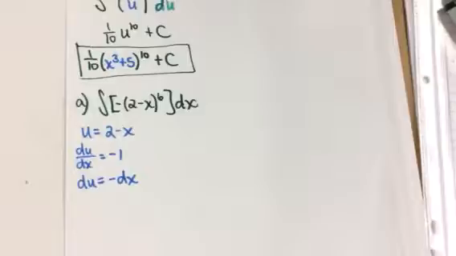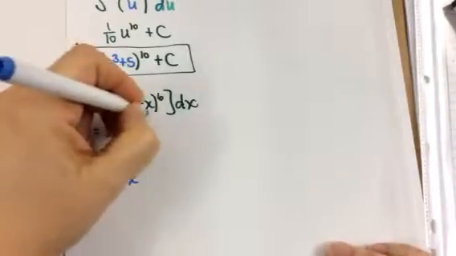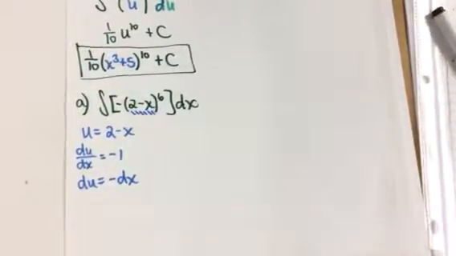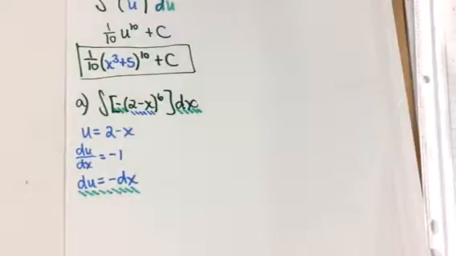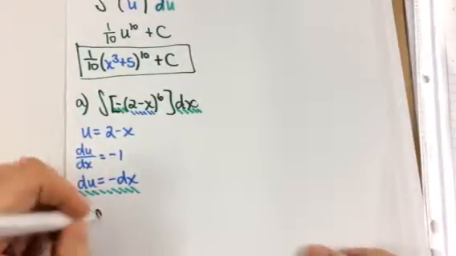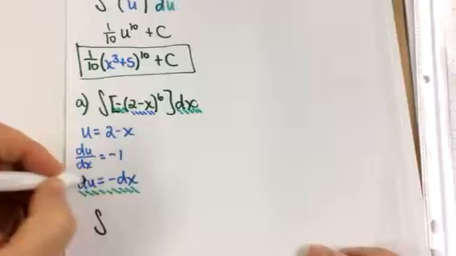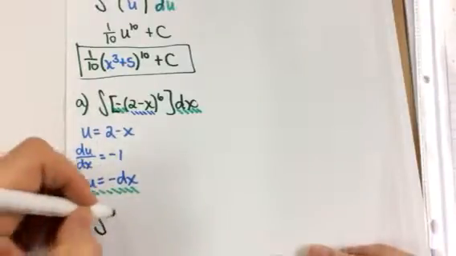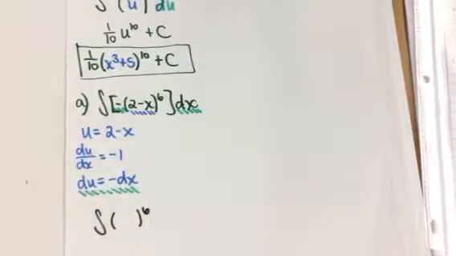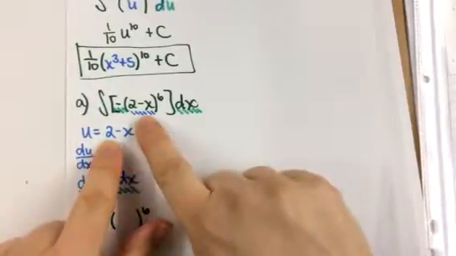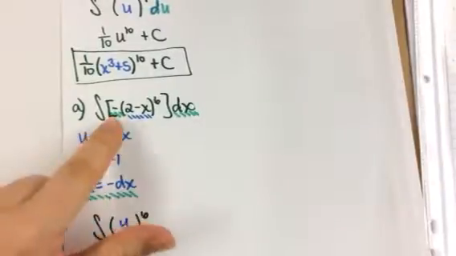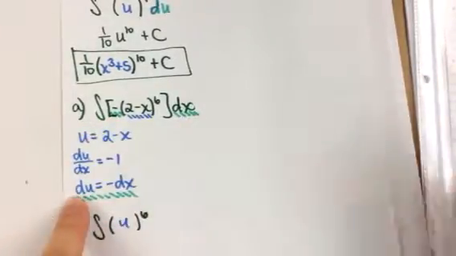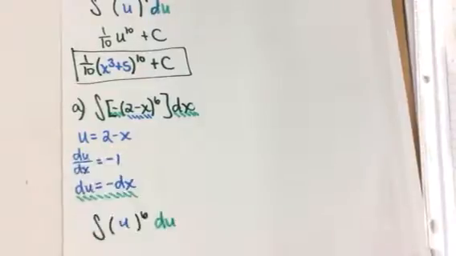So I'm not doing a good job of color coding. This is going to become u. The negative and the dx is going to become du. So when I substitute, that negative is gone. It's part of the du. I've got something to the 6th, right? U to the 6th. And then this whole negative and dx becomes du. And then now it's a piece of cake.